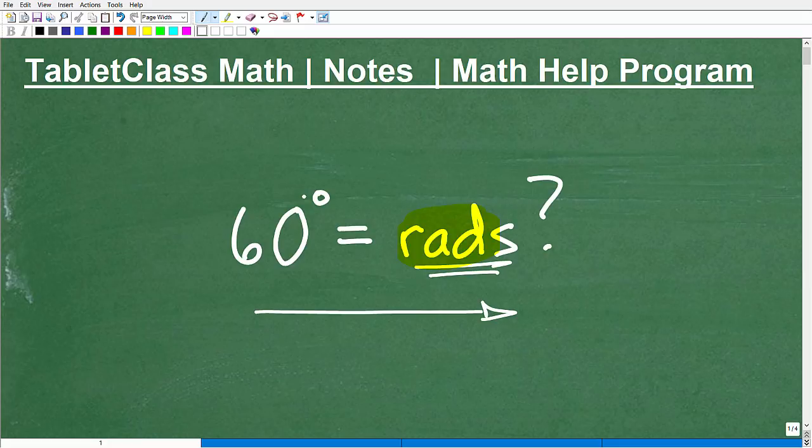We're going to talk about how to convert 60 degrees into radians, and then we're going to hit upon very briefly how to go from radians to degrees. This is not that difficult, and if you stick with me for a couple minutes, you'll walk away saying, you know what, that was rad.